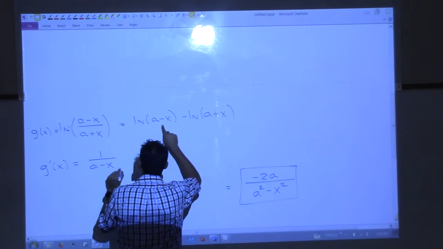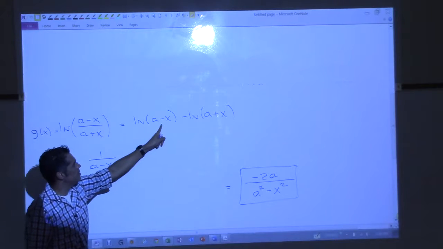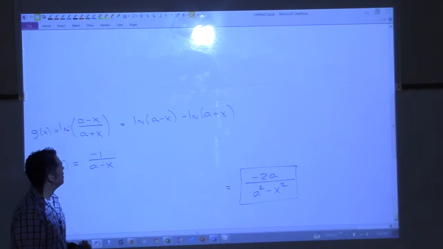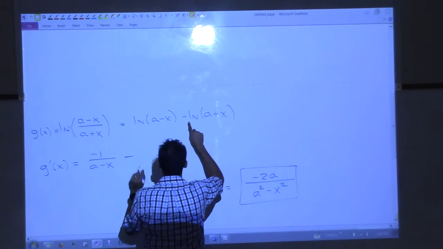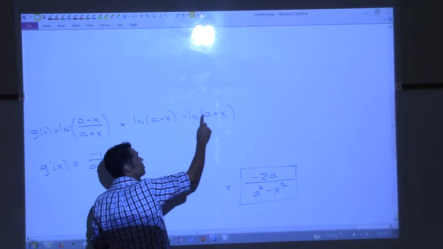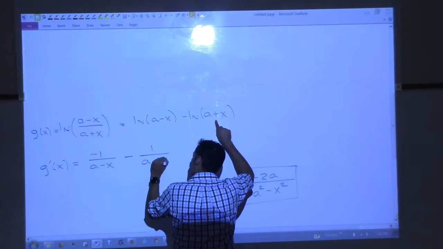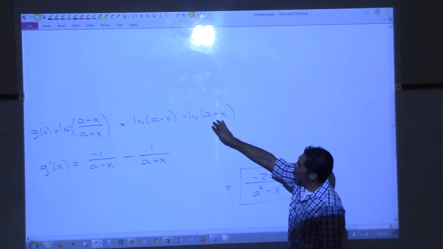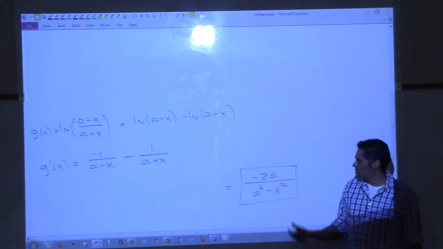But be careful here, times the derivative of what's inside. So what's the derivative of this? -1. So I'm just going to make that negative on top. Okay? And then we have over here, minus the derivative of natural log of this, which is 1 over it, times the derivative of what's inside, right? Which is just 1. So that's it, right there.